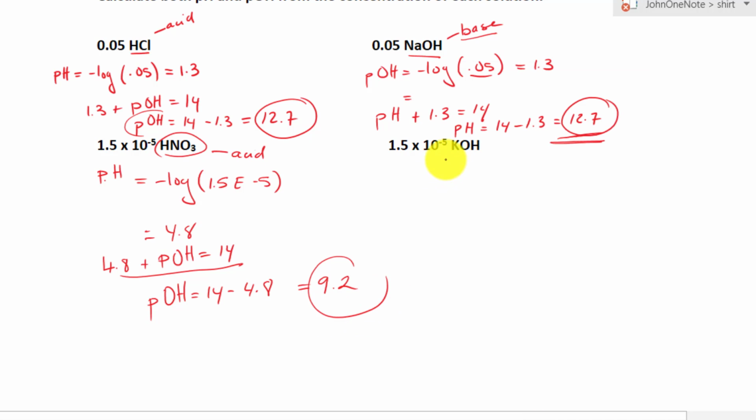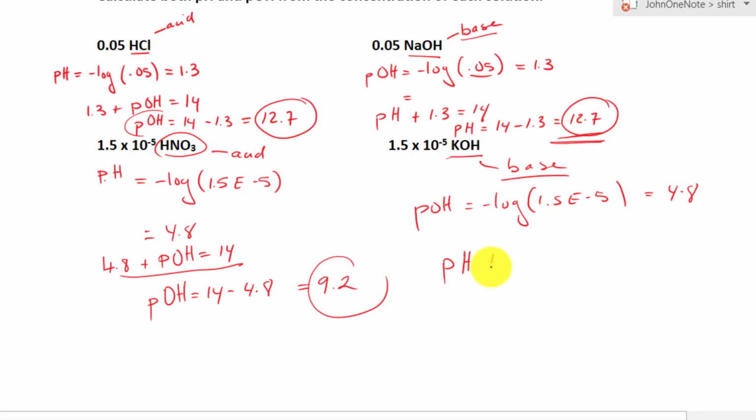Now let's try in this case where we have a base. And notice how the value is the same thing, to prove to you that even though the concentration is the same, the substance is different, and it would change the whole entire nature of the solution. So in this case, we have pOH, because it is a base, equal to negative log of 1.5 e to the negative 5, which is the same math. So therefore, it's equal to 4.8.